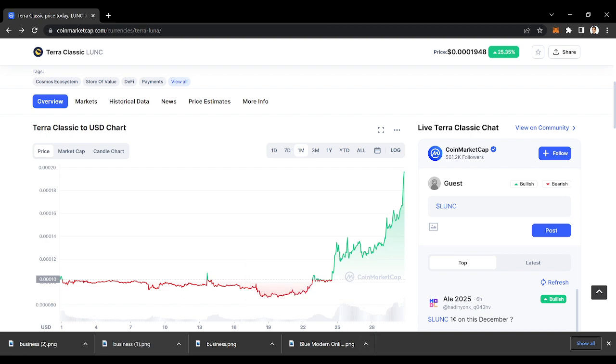Always use risk management, guys. We're not over-leveraging into crazy trades, right? We're not spending all of our bags on one thing. We're always diversifying.